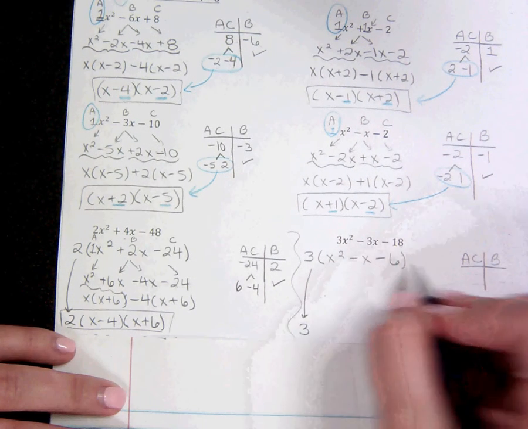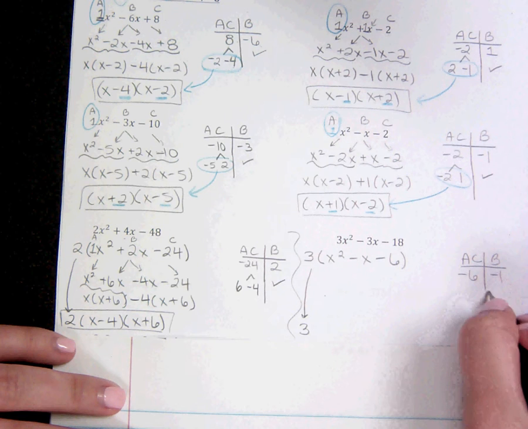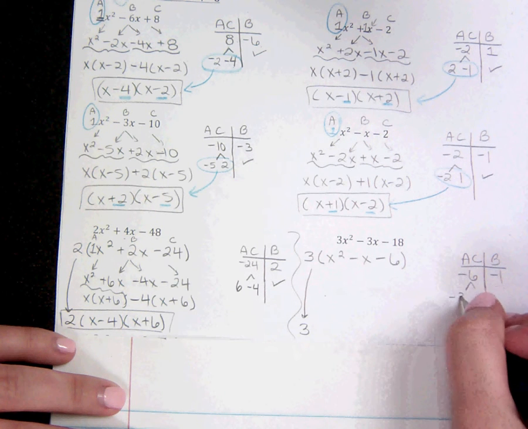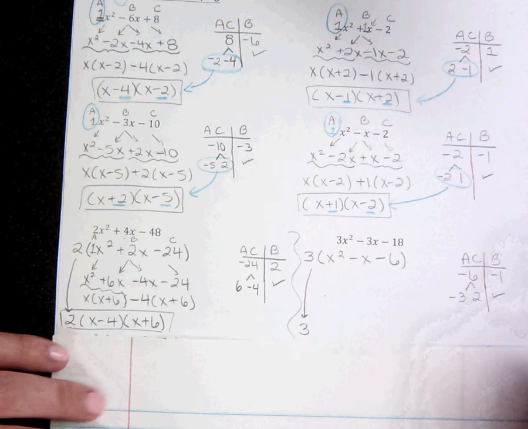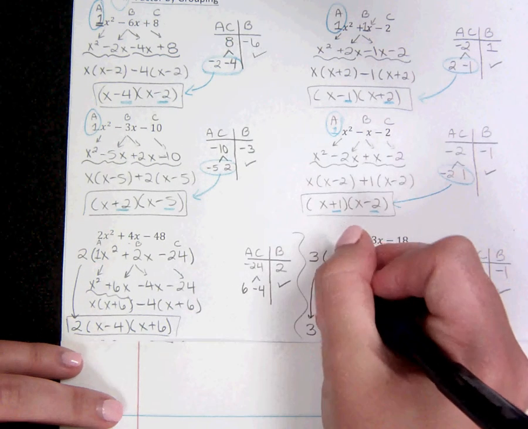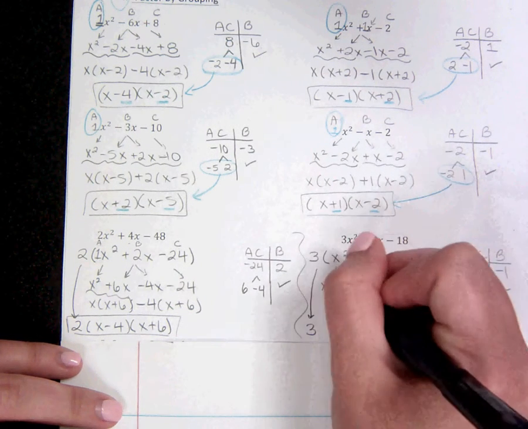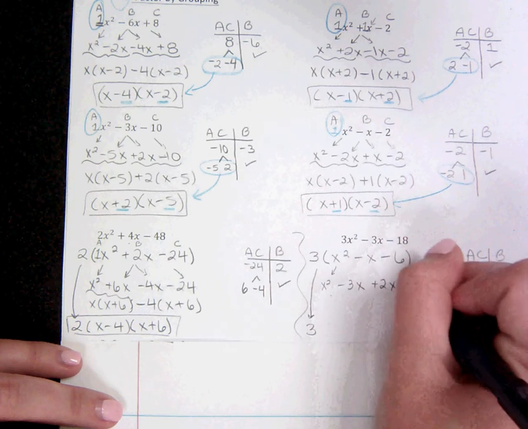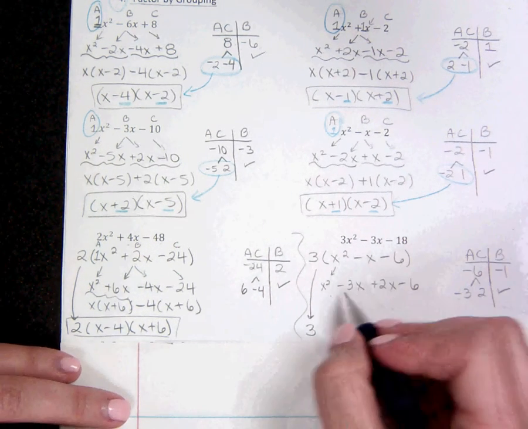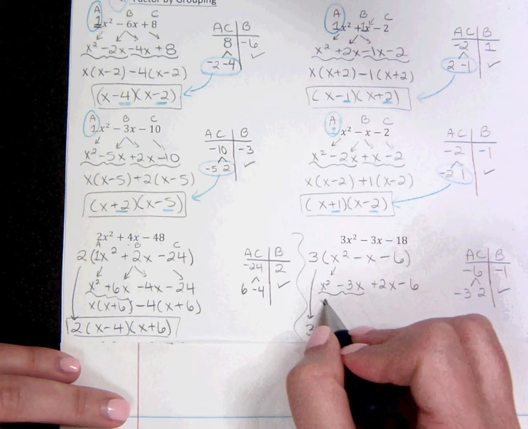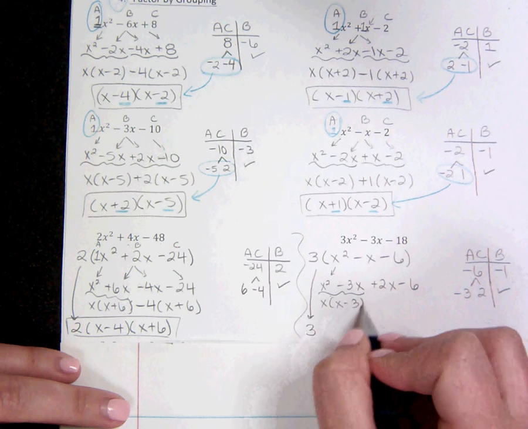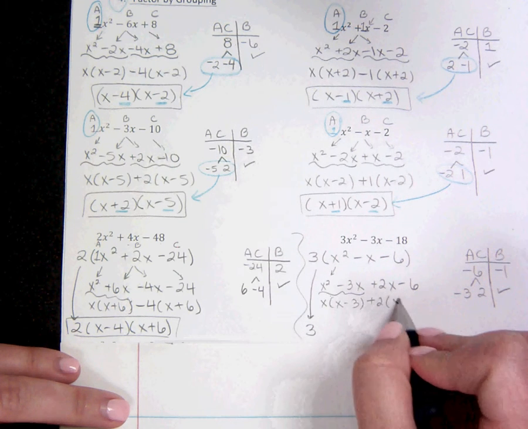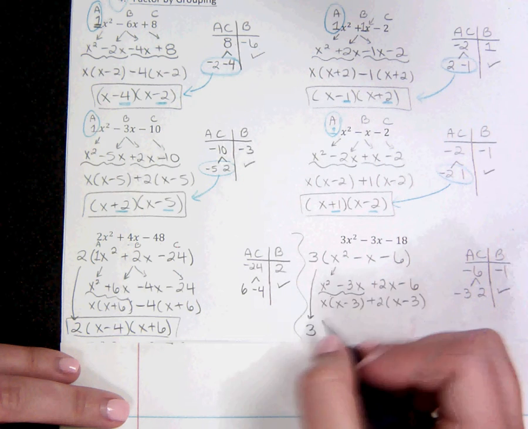So let's see, 1 times -6, and that's -1. Be -3 and +2. So I'm going to have x squared minus 3x plus 2x minus 6. And then I'll do some grouping here. X times x minus 3 plus 2 times x minus 3.